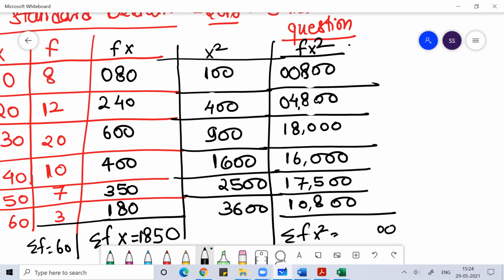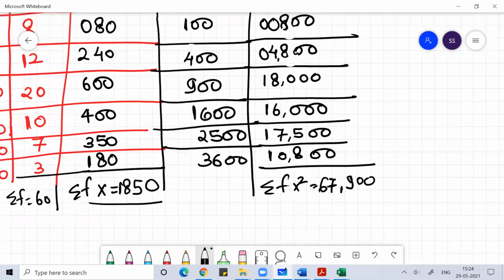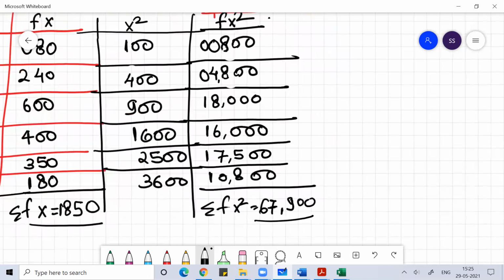Okay, fine. So here this is 8. 8 plus 8 is 16, 16 plus 8 is 24. 24 plus 5 is 29. 2 carry, 4 plus 2 is 6. 6 plus 8 is 14, 14 plus 6 is 20. 7, 2 carry. So we get 67,900.